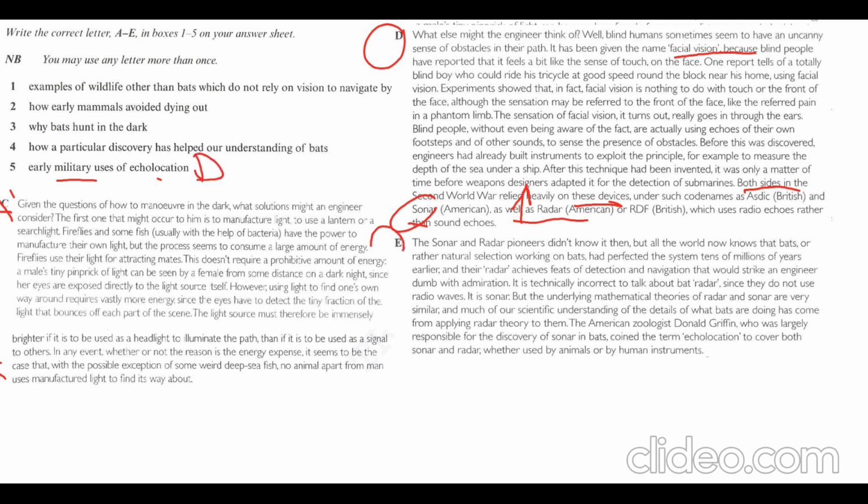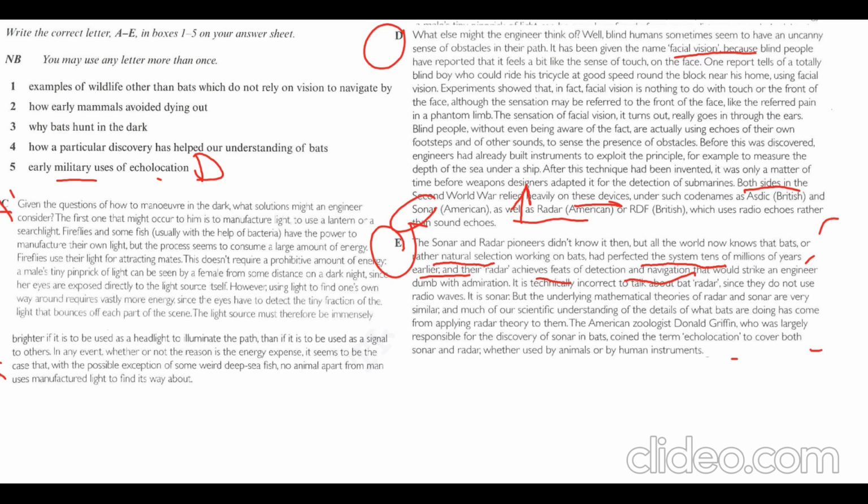Now I'm stuck with the last one. I have actually the last paragraph, E. Let's read the first two lines again and the last two lines. The sonar and radar pioneers didn't know it then, but all the world now knows that bats, or rather natural selection, working on bats had perfected the system tens of millions of years earlier, and their radar achieved feats of detection and navigation, etc. So they're talking about what? That they had this thing.